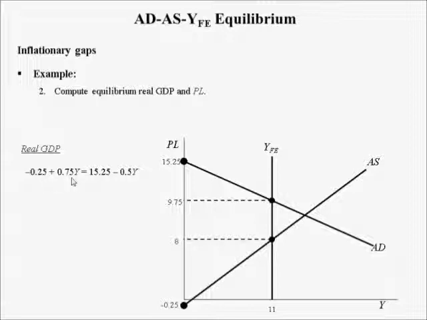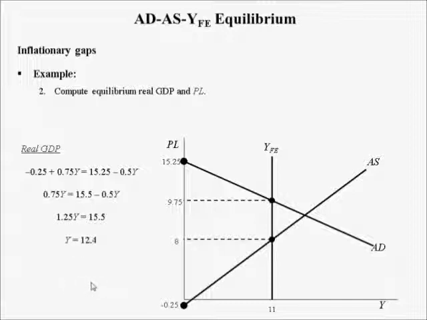We added 0.25 to both sides, right? 0.25 plus a negative 0.25 is 0, leaving just this on the left-hand side. We add 0.25 to this side, so 15.25 becomes 15.5. Now we have to add 0.5y to both sides, and we get 1.25y. Now we have to divide both sides by 1.25. So we get real GDP equal to 12.4.